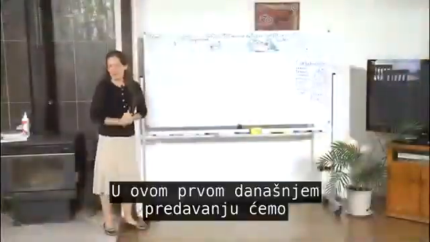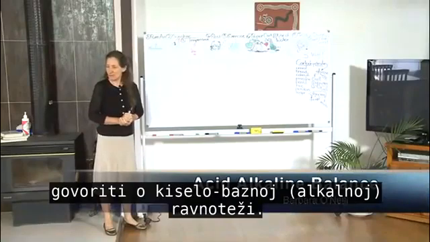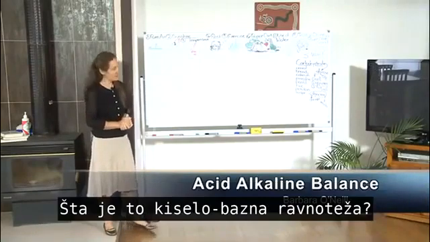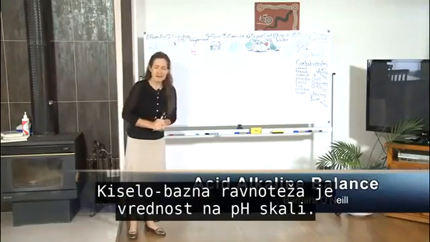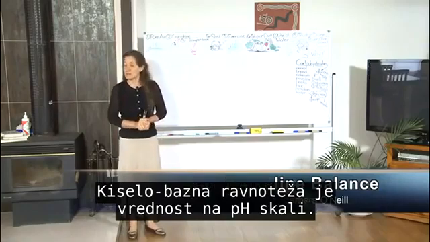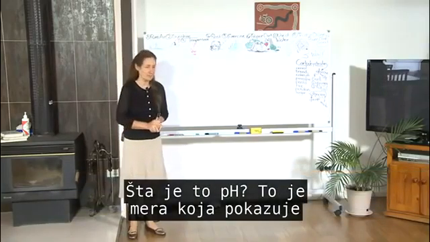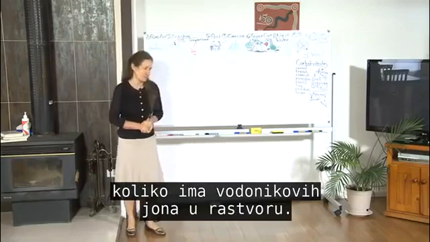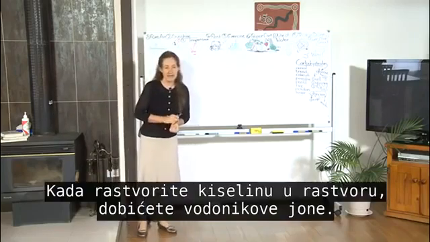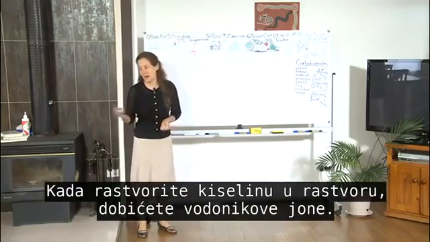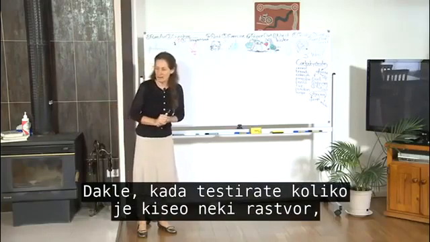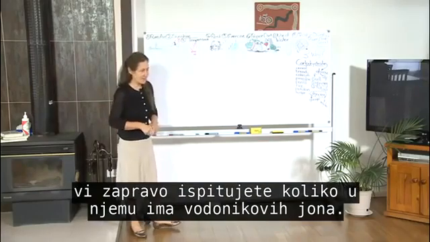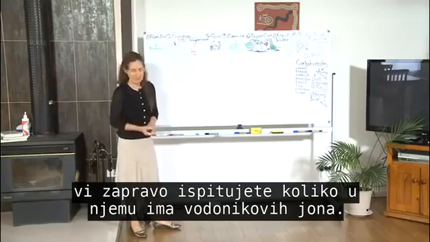But first of all, in this lecture this morning, we're going to look at the acid-alkaline balance. What is the acid-alkaline balance? The acid-alkaline balance is on the pH scale. What does pH mean? pH means potential hydrogen. Because when you dissolve acid in a solution, it gives off hydrogen ions. So when you test how acid a solution is, you're actually testing how many hydrogen ions are in the solution.